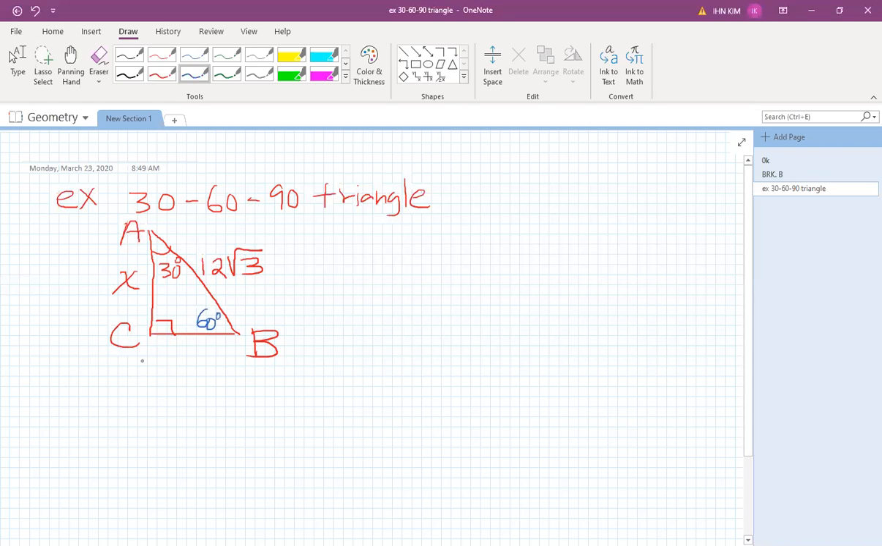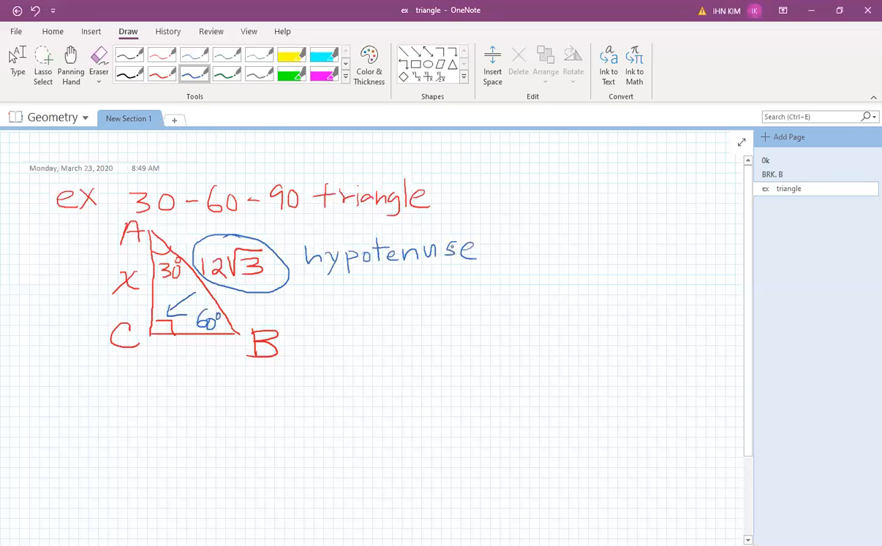So that means that this right here is going to be the hypotenuse because it's opposite the longest side. So this is the hypotenuse, and in Greek it means the side facing the opposite of 90. Okay, so this is the hypotenuse, the side facing the 90 degrees.